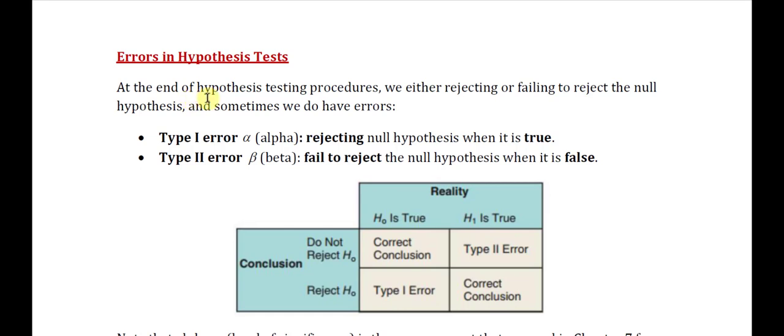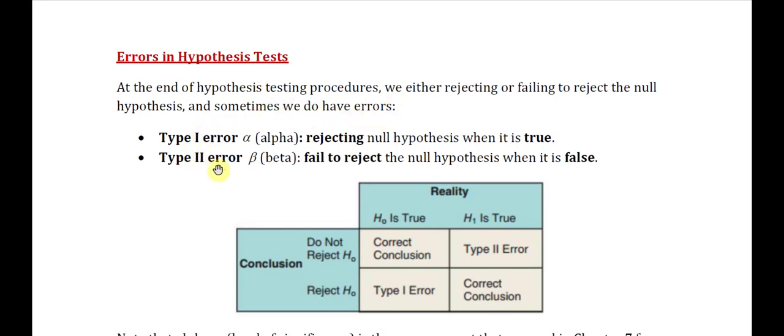At the end of the hypothesis testing procedures, we either reject or fail to reject the null hypothesis. Remember, we never accept or support the null hypothesis. And because we are doing some testing procedures, there's always some error. There's nothing for sure 100%. So sometimes we do have errors.